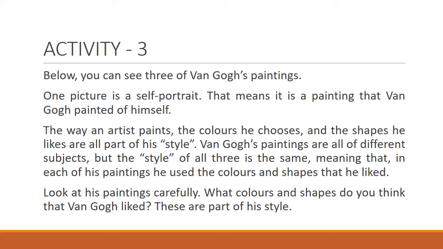Each painting is of something else. They are on different subjects. And one painting is his self-portrait, where he has painted himself. So the subjects are different, but the way he did the painting, they are all the same. They have the same kind of colors and the same kind of shapes, whichever he likes. He made the things as he likes. So we will study his paintings and then we will discuss it. What kind of colors and shapes do you think that Van Gogh liked?